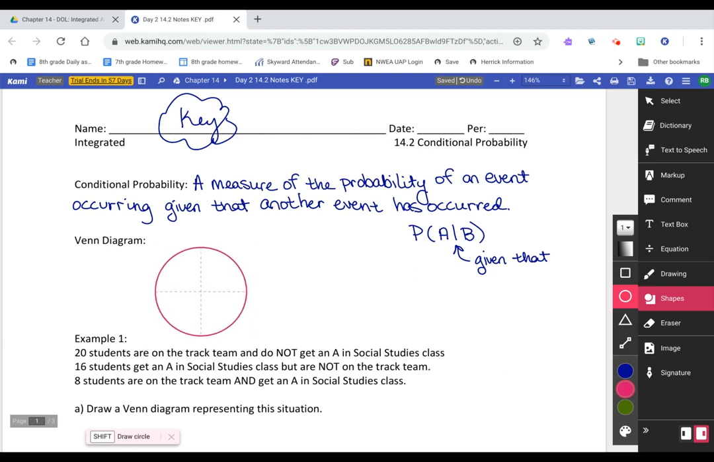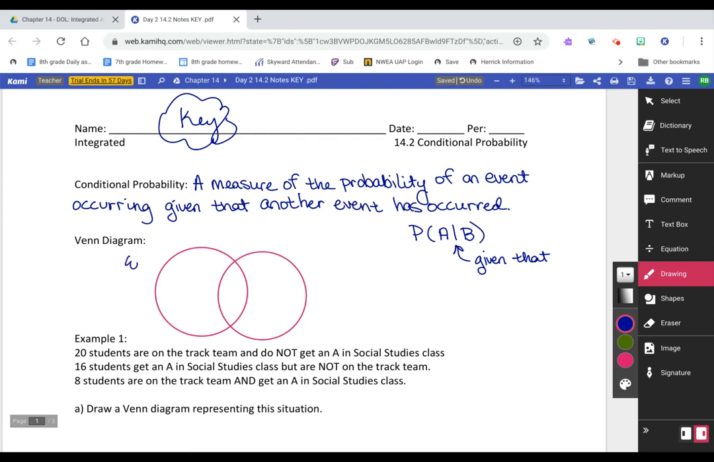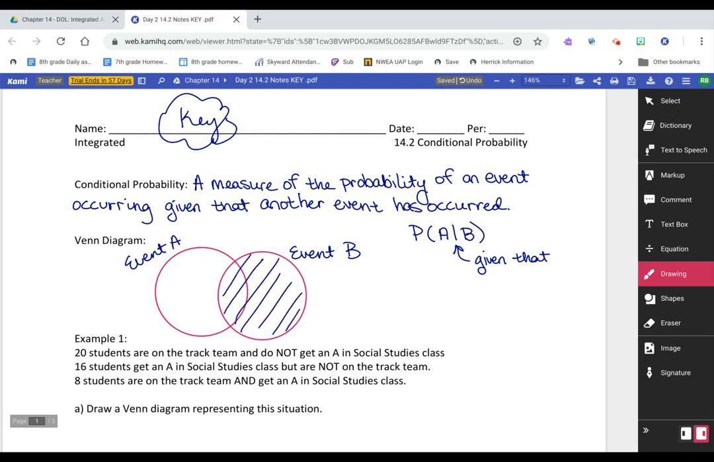So we can draw two circles. And we can talk about this being event A, and over here will be event B. So we want to know the probability of event A occurring given that event B has occurred. Well, all of this would be event B. So the possibility that you're trying to find out, A occurring given that B occurred, would be this portion right here, because that's A given that B has happened.